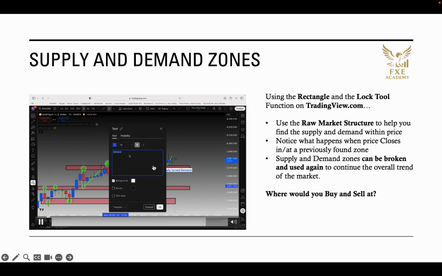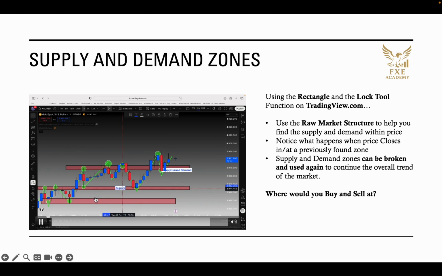This supply at the top got turned demand once it broke above. And our new supply would be that high. So I'm going to pause because I'm moving quick. But price came back down to the demand, broke above our previous supply. Used the previous supply as demand again, as shown in this example here. And now we have a new supply up here that price could either test or just break above.